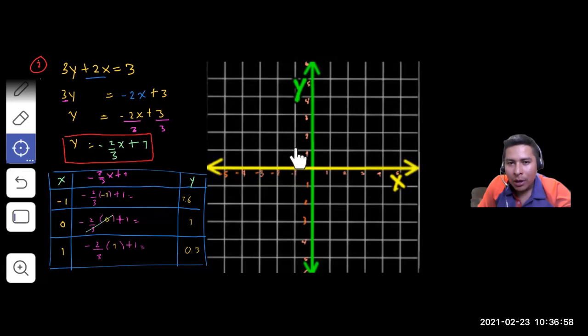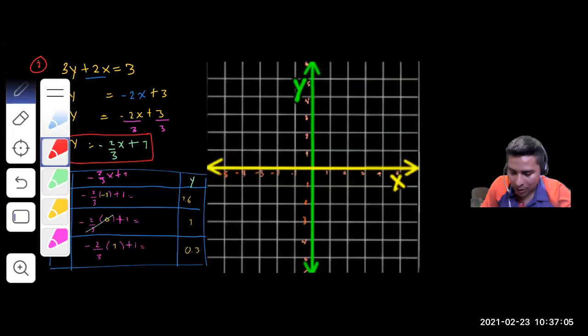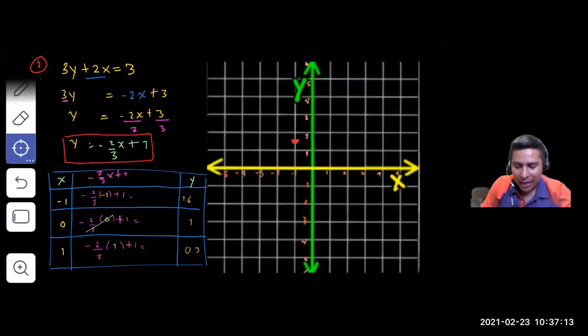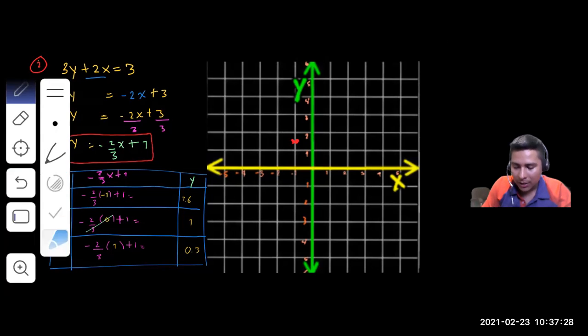0.2, 0.3, 0.6 is going to be something like this. It doesn't have to be perfect, guys. It's just an approximation. Let's suppose this is my point. Let's go to the next point, which is 0 for x, in the center. And how many for y? 1, right? Let's move 1 unit up, just right here. And that's going to be my second point.